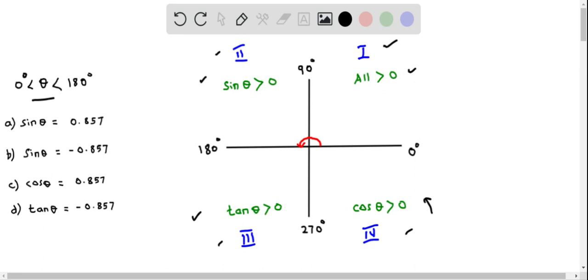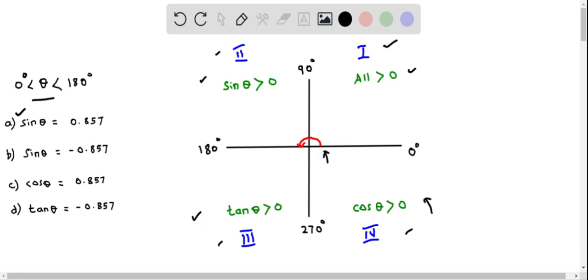We are also given that theta lies between 0 and 180. Here I have marked an arc, which means theta is from 0 to 180 degrees. So basically theta should lie between the first and second quadrant. Now let's consider equation 1, that is part A.